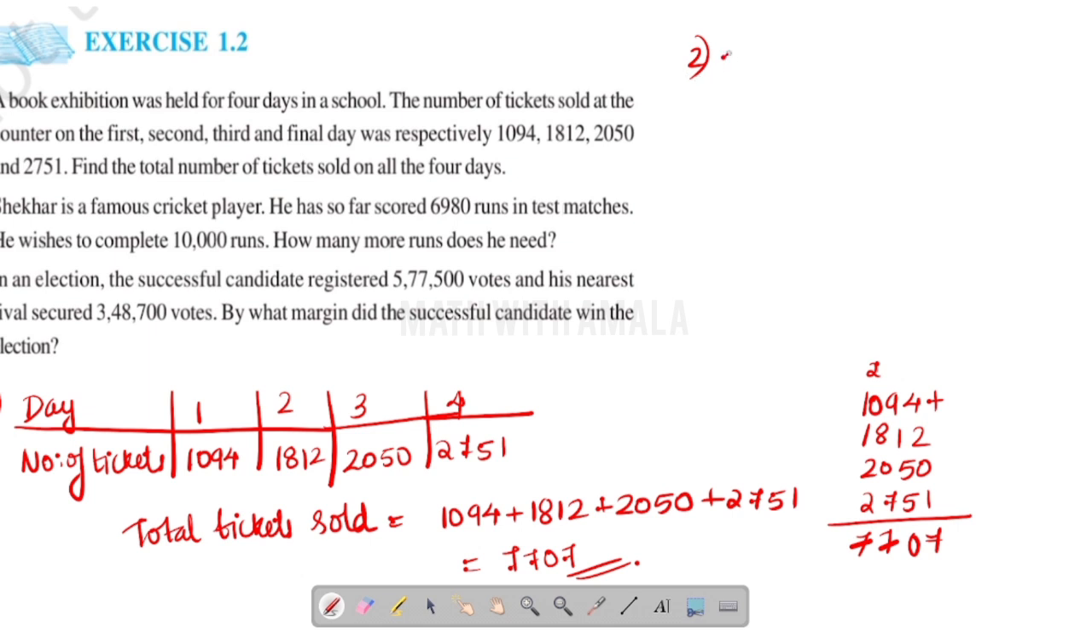The second question: Shekhar is a famous cricket player. He has so far scored 6,980 runs in test matches. He wishes to complete 10,000 runs. How many more runs does he need?